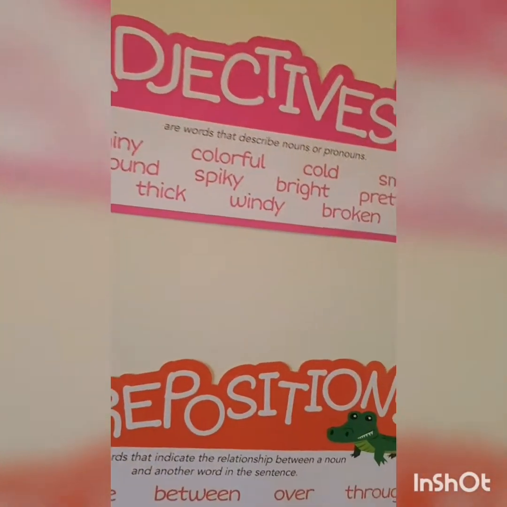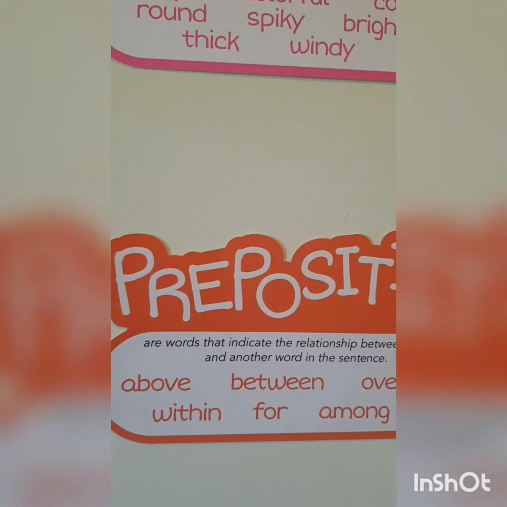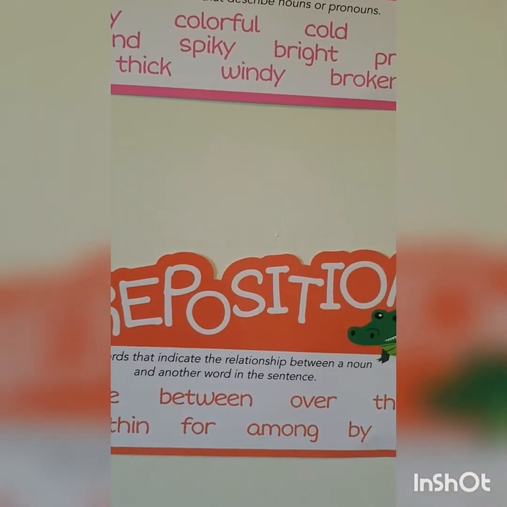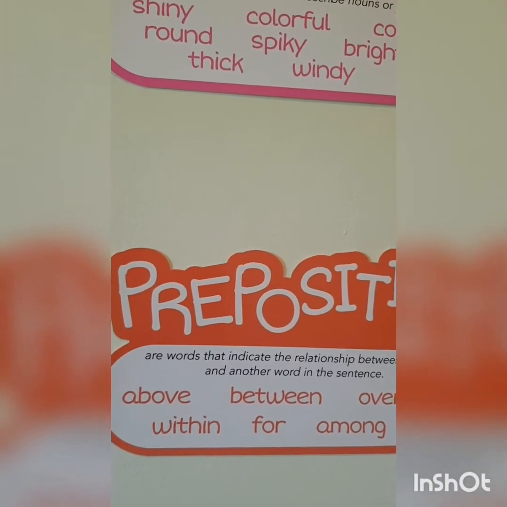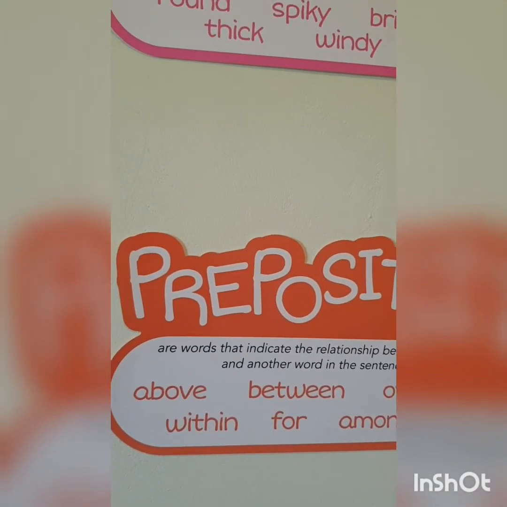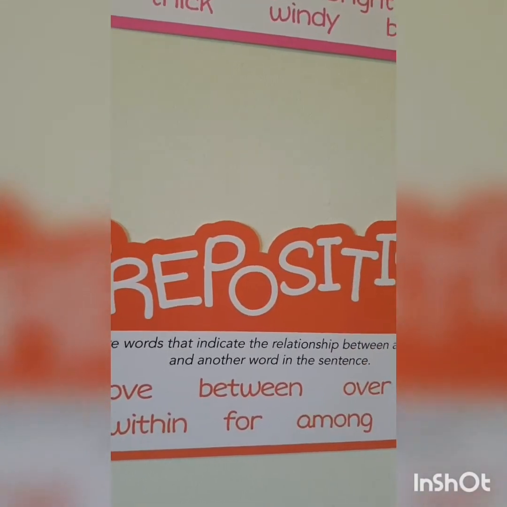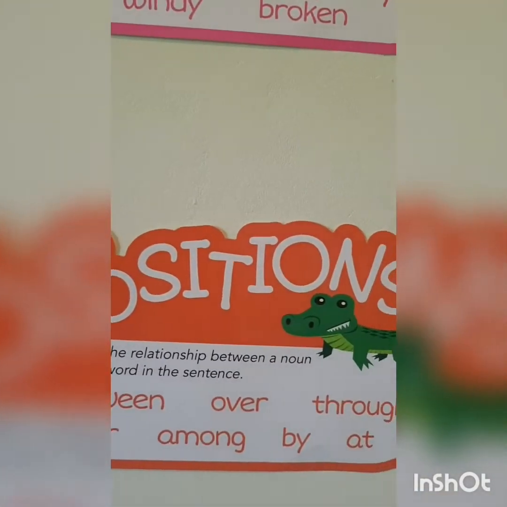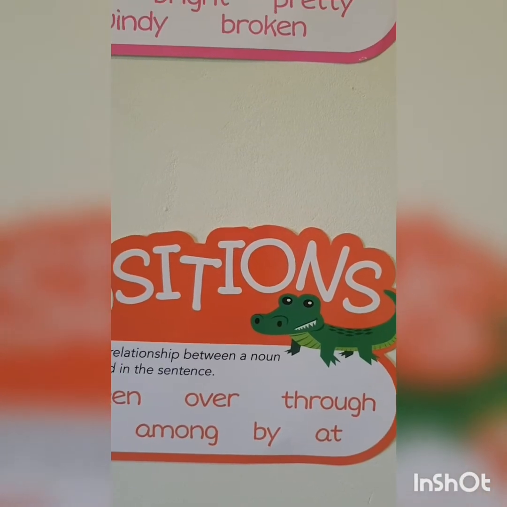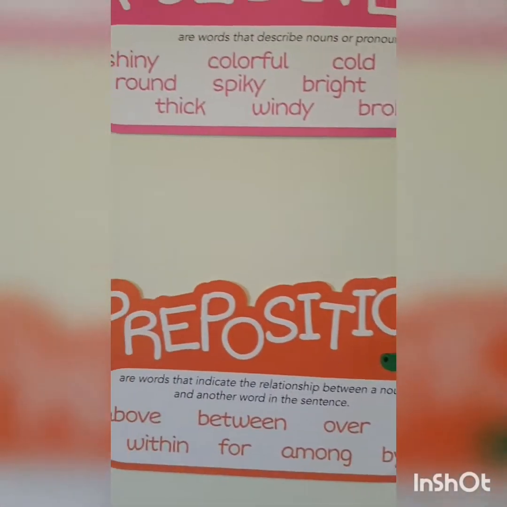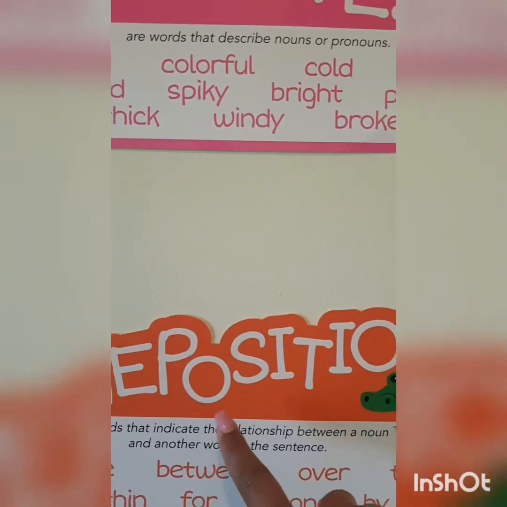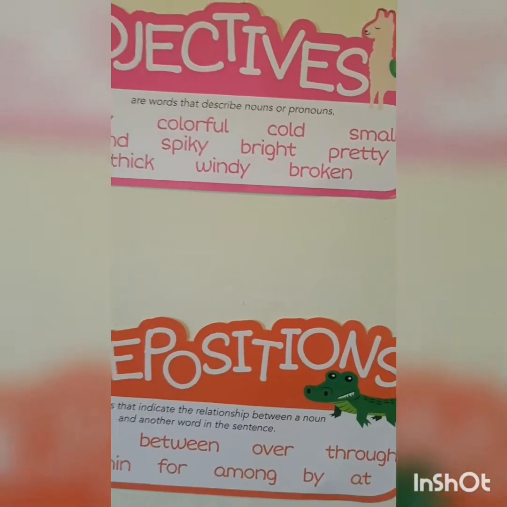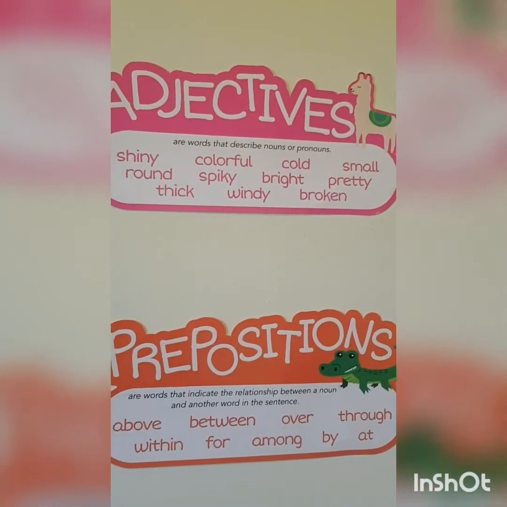Okay, now I'm going to prepositions. Prepositions are words that indicate the relationship between a noun and another word in the sentence. So, if you want to show that something is above, within, between, over, through, by, next to, among, under, these are called prepositions. An easy way to remember is the word position in preposition, because it's almost like it's telling you what the position is, if it's between or above, right?